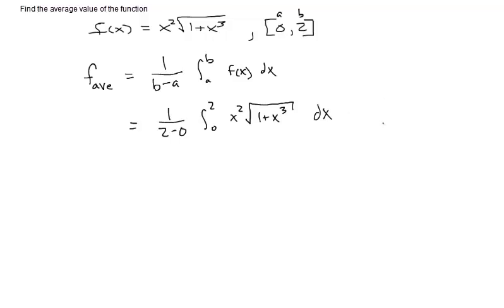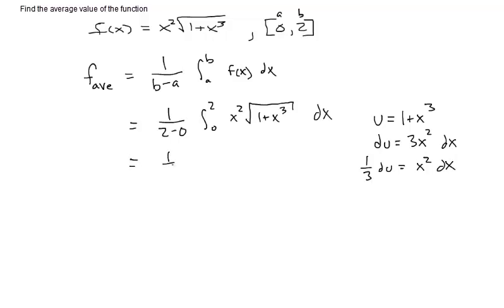And here we're going to need to use u substitution, so u is equal to 1 plus x cubed, du is equal to 3x squared dx, and then I'm going to divide both sides by 3. So I have 1/3 du is equal to x squared dx. And now we can do our substitution.